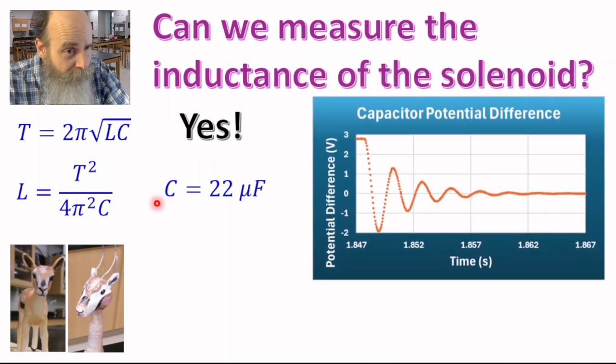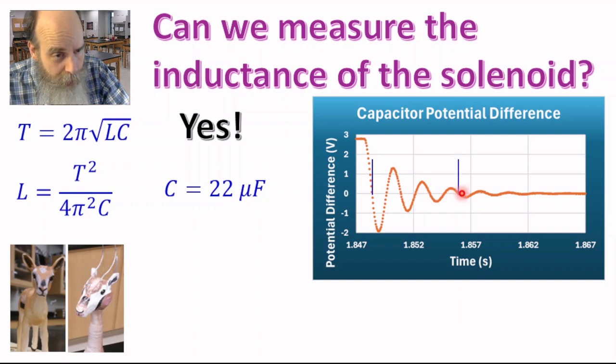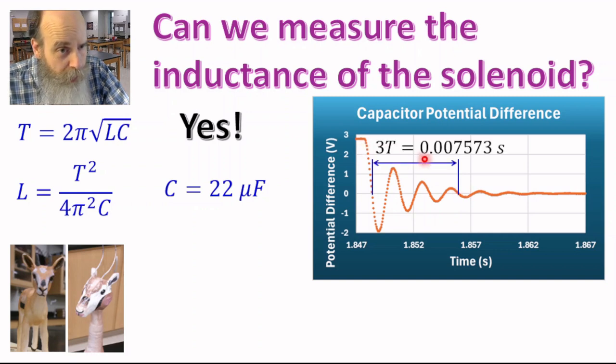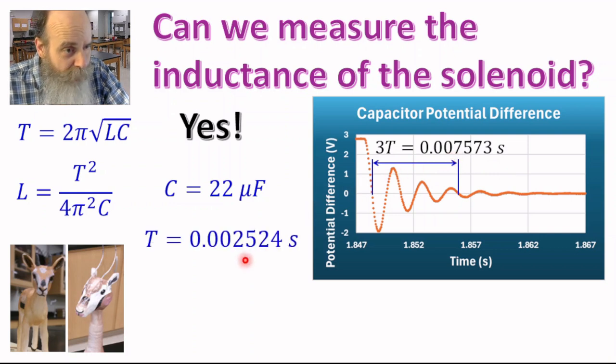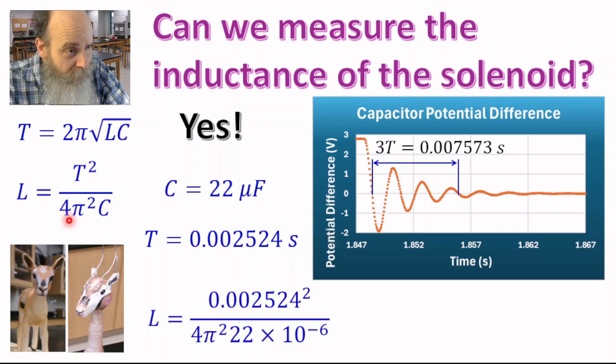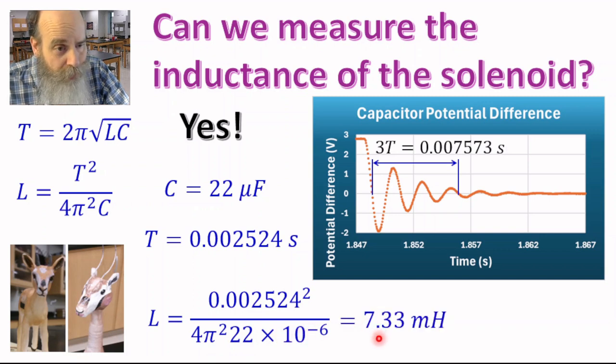Here's our graph of potential difference versus time. Starting right here: 1 cycle, 2 cycles, 3 cycles. 3 oscillations, so that length of time is 3 periods. So 3T was 0.007573 seconds. Divide by 3 to get the period, and we get 0.002524 seconds for the period. Now, substitute everything into this expression to find L. Period squared divided by 4 pi squared, 22 times 10 to the negative 6. We get 7.33 millihenries.